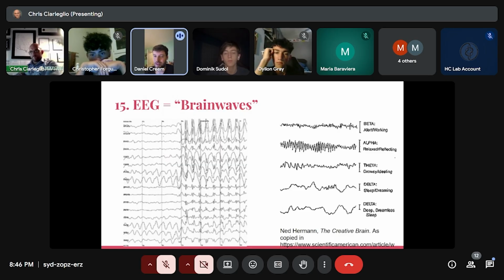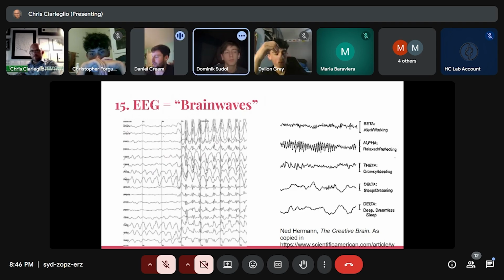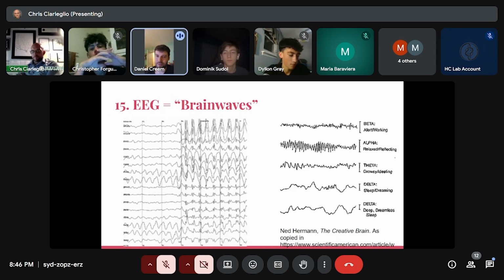And beta was probably second. That's why it gets B. So there's no significance of why they specifically named alert working as beta or relaxed and reflecting as alpha? No, I'm pretty sure not. When they name something alpha, beta, gamma, that's usually just the order it was discovered in. It's just ABC.